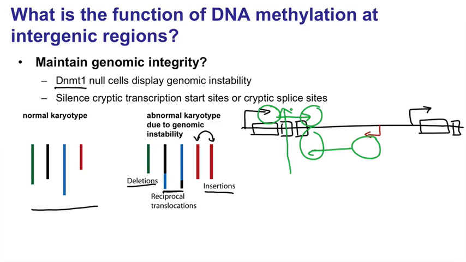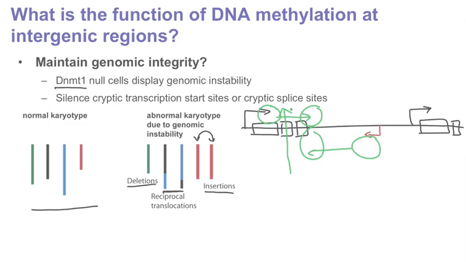We also know that you can have particular splice sites that can be silenced by this intergenic methylation. So splice sites have a particular DNA sequence that they are recognised by the splicing machinery. But if this DNA sequence is found at other regions within a gene, that you perhaps don't want to use, then again that will need to be silenced by DNA methylation as well.